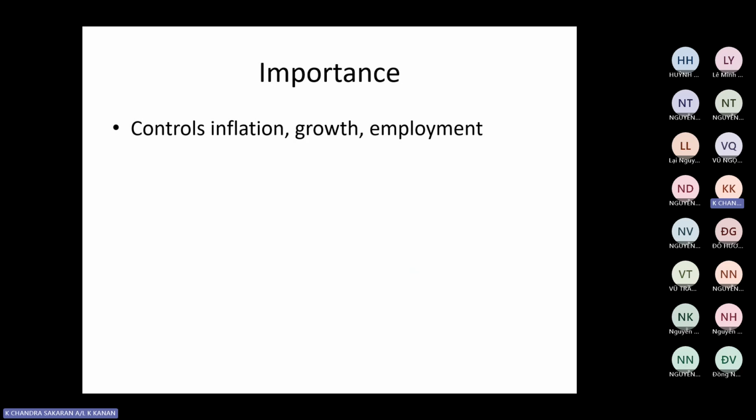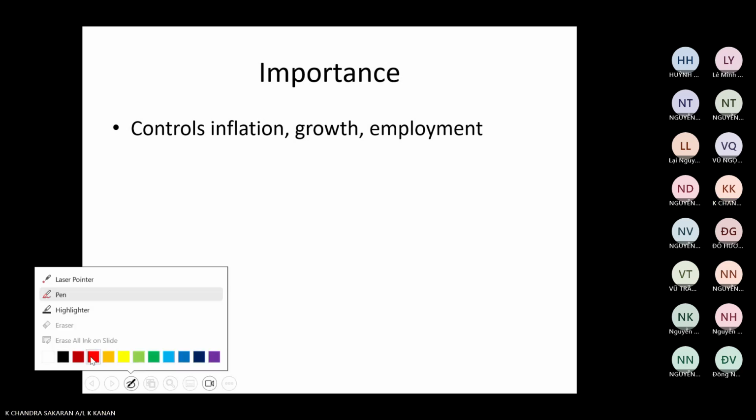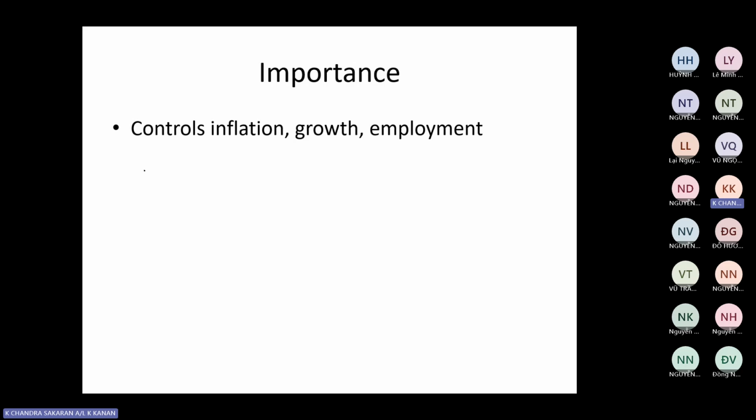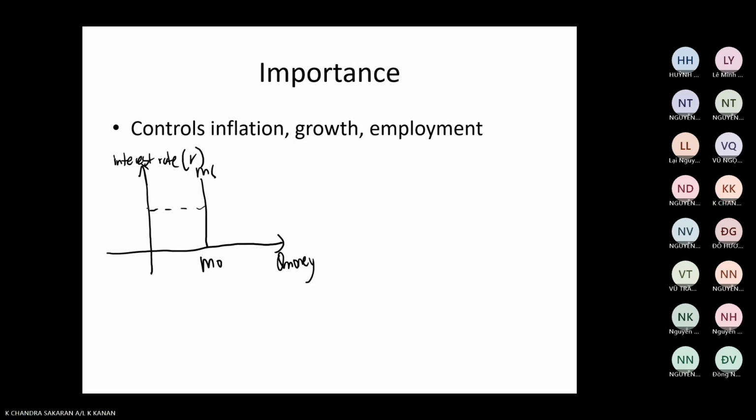Okay, before we go into the importance of monetary policy, before we go into how this monetary policy will be used, let me continue. Now I show you the changes to the money market. The outcome of the money market is the interest rate. You can put R as interest rate, and quantity of money is the money supply. Let's say quantity of money M0, interest rate R0. This is the money demand.